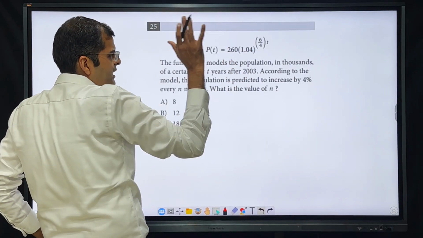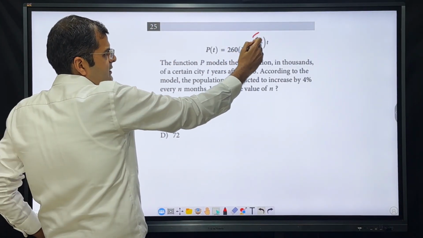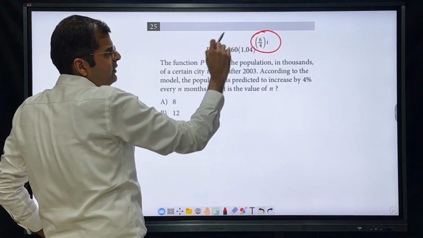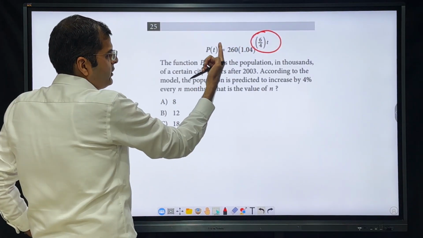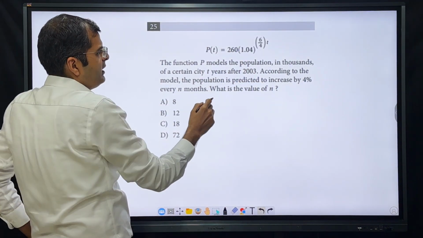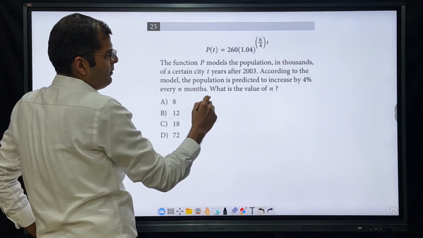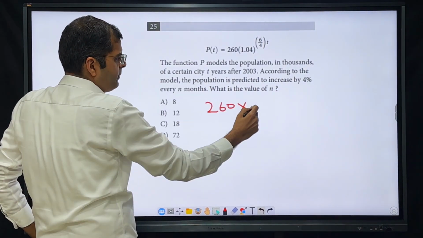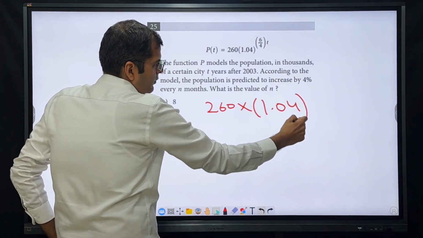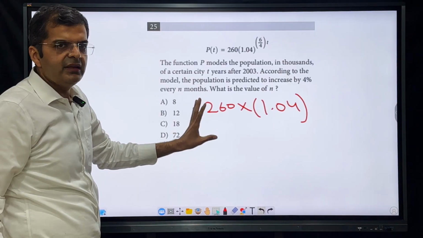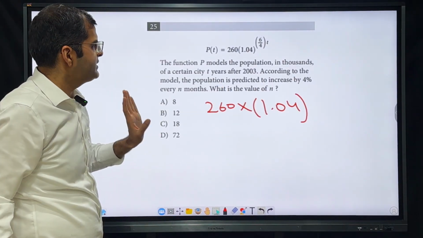First of all, if I put t equal to 0, this 6 by 4 into t becomes 0. 1.04 raised to 0 is 1. So if t is 0, P of t is 260. That means at the beginning, the population is 260. Now I need to increase it by 4%. So 4% increase is 260 into 1.04. Okay, in that time, increase of 4% is happening.